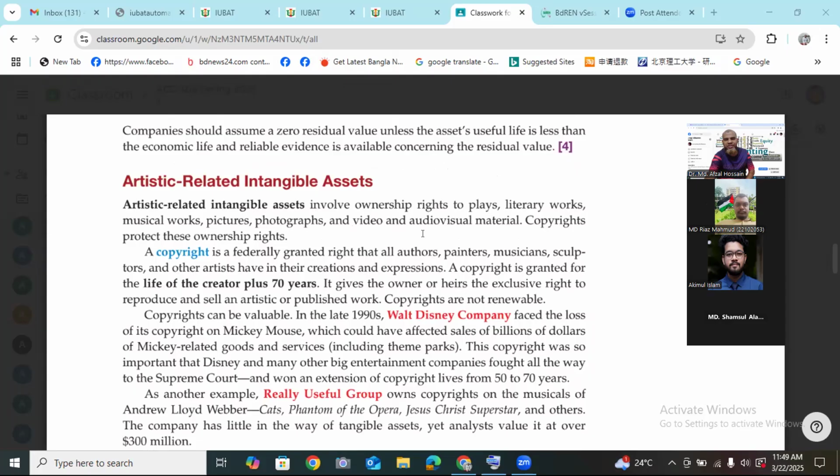The main important thing for artistic related intangible assets is that you have to copyright it. Your work should be copyrighted, because if you do not copyright it and you upload it on any media, social media, someone can copy it and claim it, saying this is my work, then your intangible asset is hampered, your right is hampered. Understand? That's why you need to copyright it. Any singer or any artist needs to copyright it.